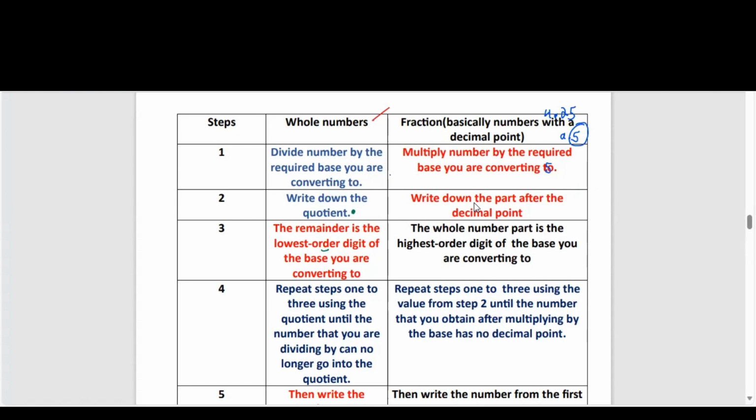So you may be asking: the thing we use over and over is the part after the decimal point. But the thing we put in the digits is the whole number part. Whatever whole number you get after you multiply is what becomes part of the number. That is the little difference. Before, the remainder went into the digits; now it's the whole number every time you multiply. Step 4 is the same: repeat steps 1 to 3 using the value after the decimal point.